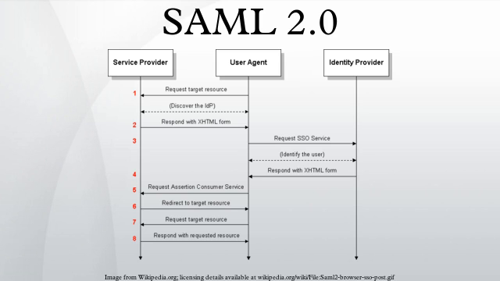2. Redirect to the single sign-on service at the IDP. The service provider redirects the user agent to the single sign-on service at the identity provider. A RelayState parameter and a SAMLart parameter are appended to the redirect URL. 3. Request the SSO service at the IDP. The user agent requests the SSO service at the identity provider.